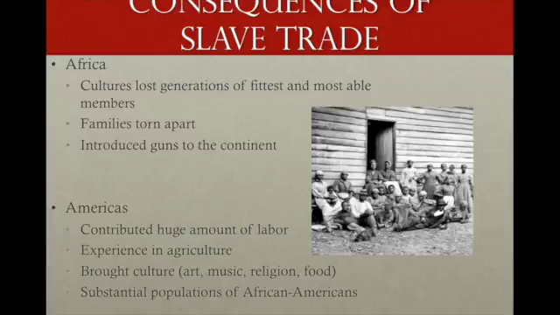And in the Americas, it's one of those mixed blessings. One, it did contribute a huge amount of labor to the Americas. Their experience in agriculture improved farming techniques. They also brought their art, music, religion, and food when they came across. And still to this day, there's substantial populations of African Americans across the region.